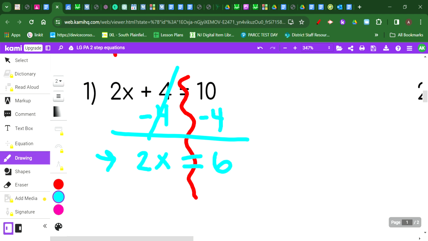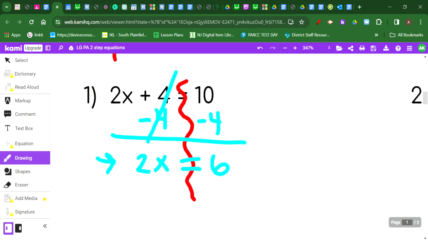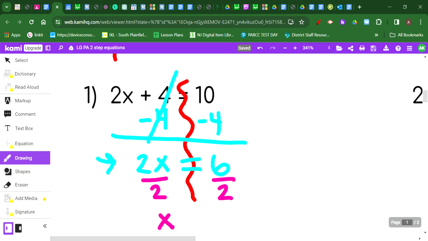In order to solve for that, you would do the opposite of multiplying. So if x is being multiplied by 2, you are dividing both sides by 2. And then you are going to get 1x on the left side, which is what we want, is equal to 6 divided by 2, which is 3.